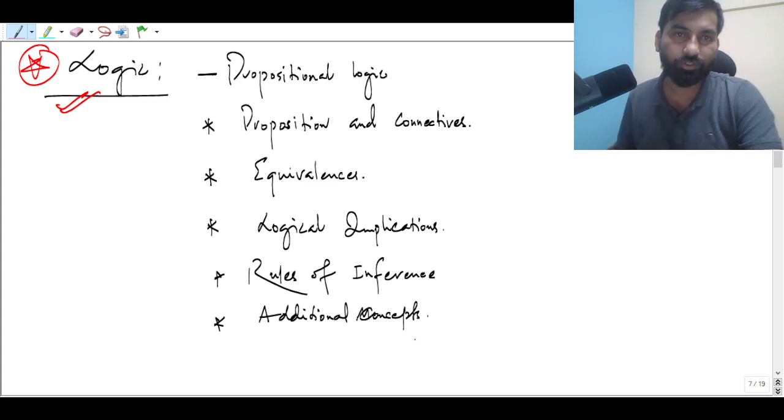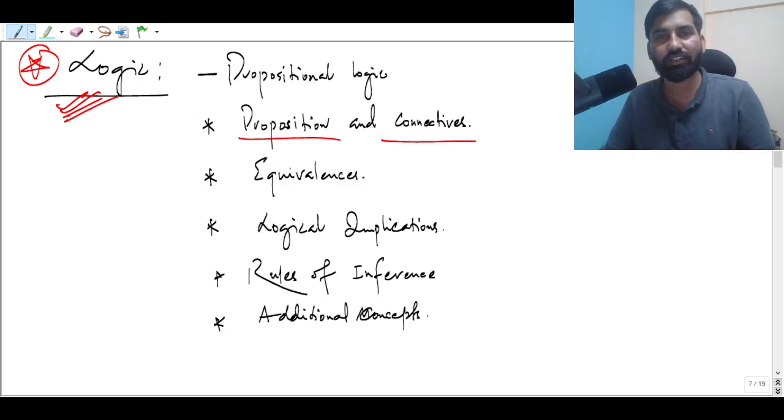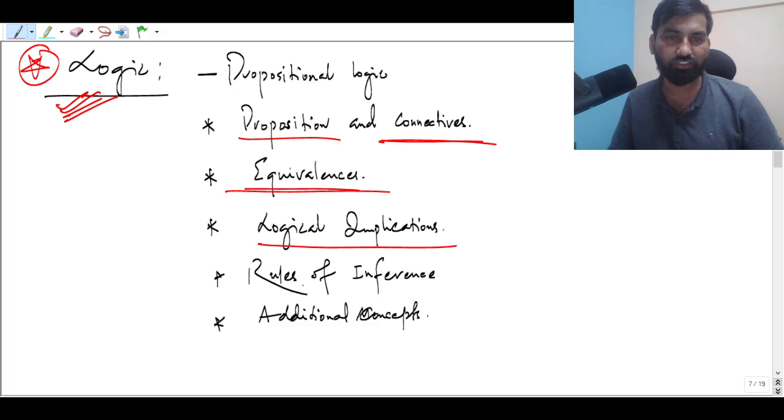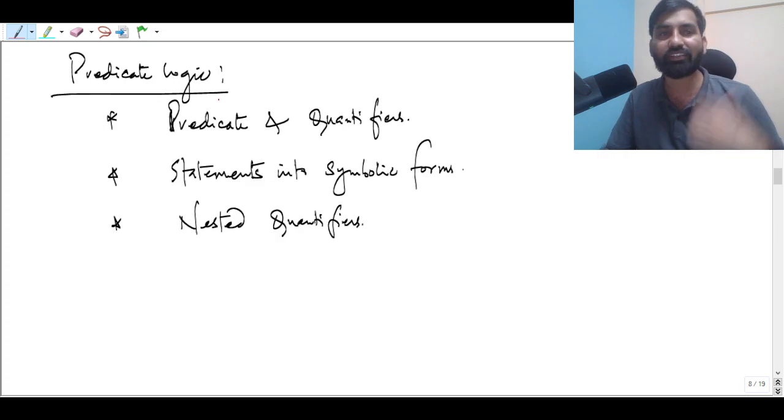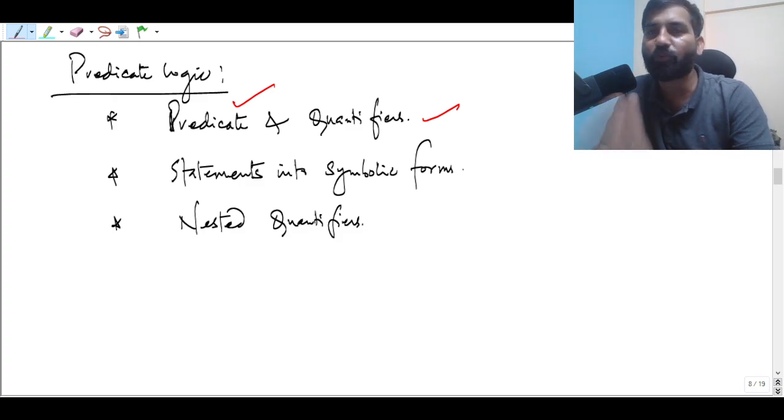So under this logic we will be talking about propositional logic, propositions and connectives, the concept of equivalences, logical implications, rules of inference, and additional concepts. And next, also under logic, is predicate logic, where we talk about predicates and quantifiers, right? Different types of quantifiers we are going to see, and their symbols also, and how to convert any given statement into symbolic form. And we will also talk about nested quantifiers, okay.